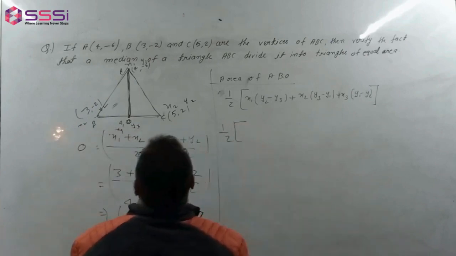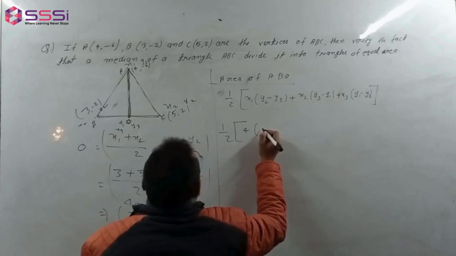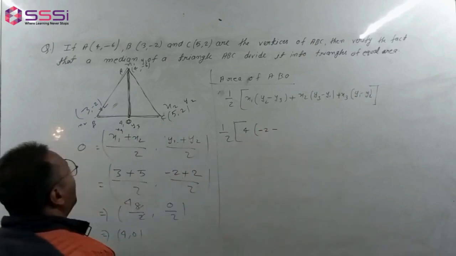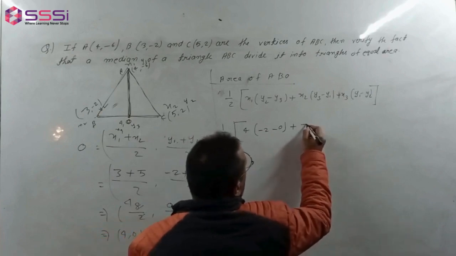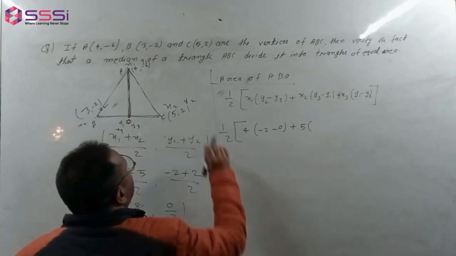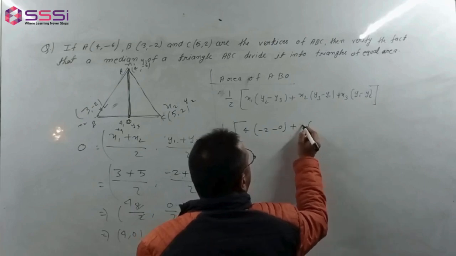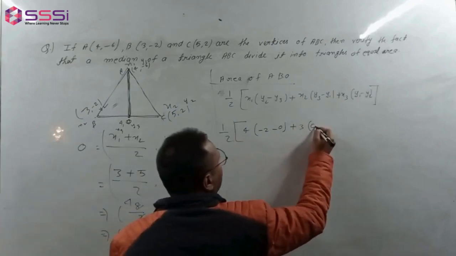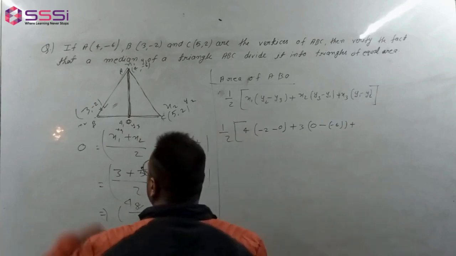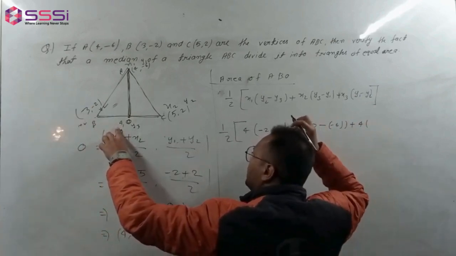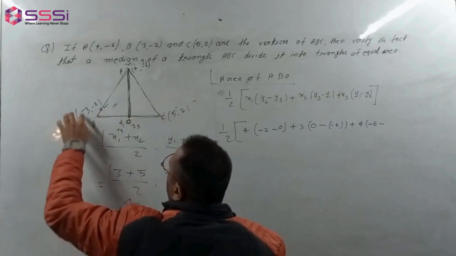1 by 2. x1 is 4, y2 is -2 minus y3 is 0, plus x2 is 5 into y3 is 0, minus y1 is -6, plus x3 is 4 into y1 is -6 minus y2 is -2.